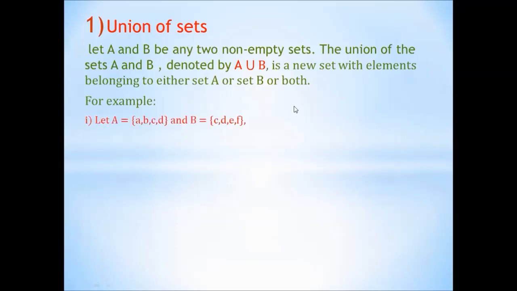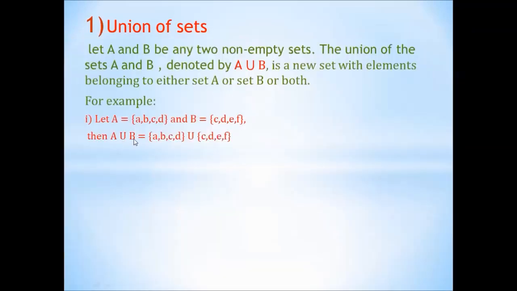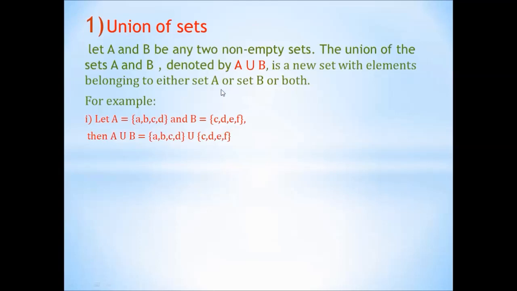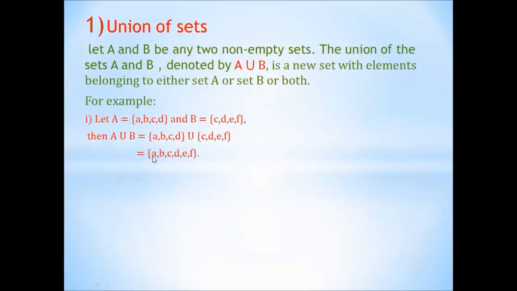For example, let A equal {a, b, c, d} and B equal {c, d, e, f}. How do we find A union B? You can write A union B equals {a, b, c, d} union {c, d, e, f}. Here A union B is a new set with elements belonging to either set A or set B or both. That means we combine all the elements of A and B without repeating: a, b, c, d, e, f. I have combined the elements of A and B and written them without repeating.